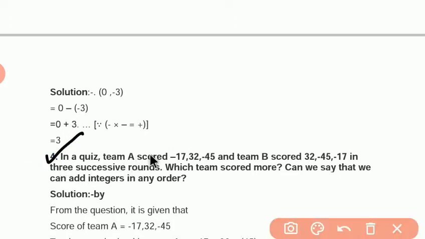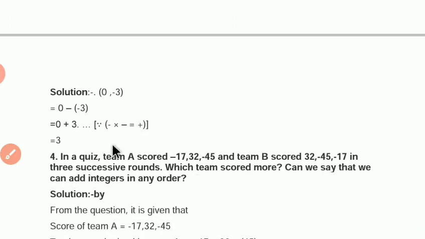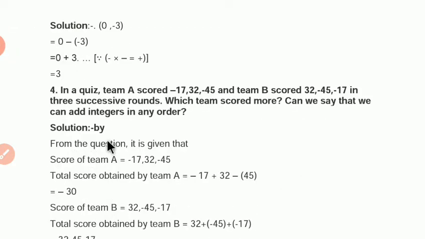Now, question number 4. In a quiz, team A scored -17, 32, -45, and team B scored 32, -45, -17 in 3 successive rounds. Which team scored more? Can we say that we can add integers in any order? Now, we have to compare which team scored more, team A or team B. So let us add the runs scored by team A and team B separately.